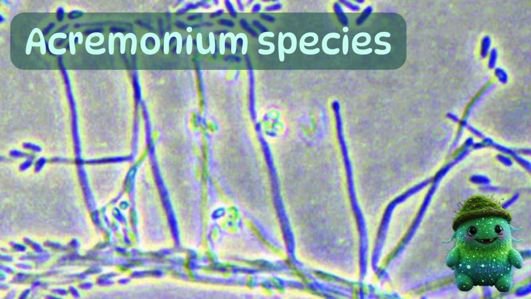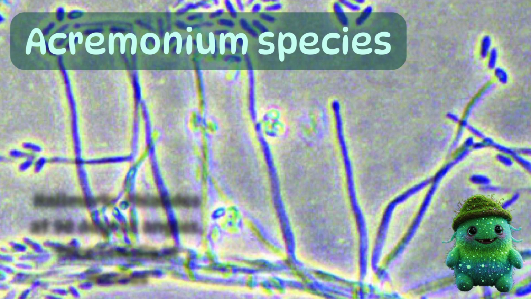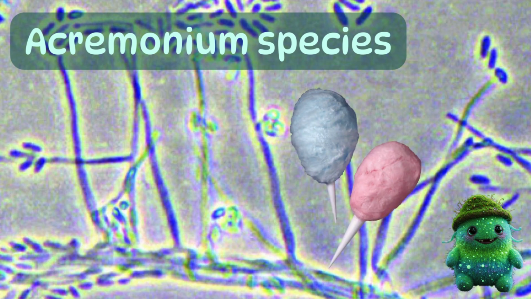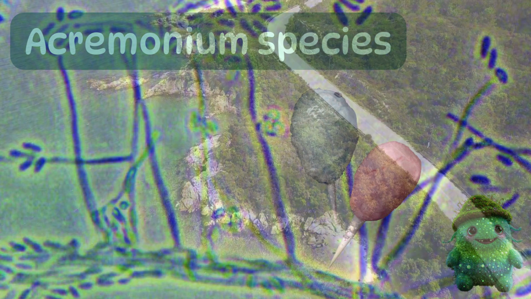When it comes to the microscopic, Acremonium is sometimes acrimonious because it's basically Fusarium minus the cool canoe-shaped macroconidia. So it has long, straight phialides that emerge at 90-degree angles from the main hyphae. Free conidia accumulate in masses at the end. Its hallmark is, well, everything: 90-degree angled phialides with masses of conidia. It kind of looks like cotton candy on a stick.